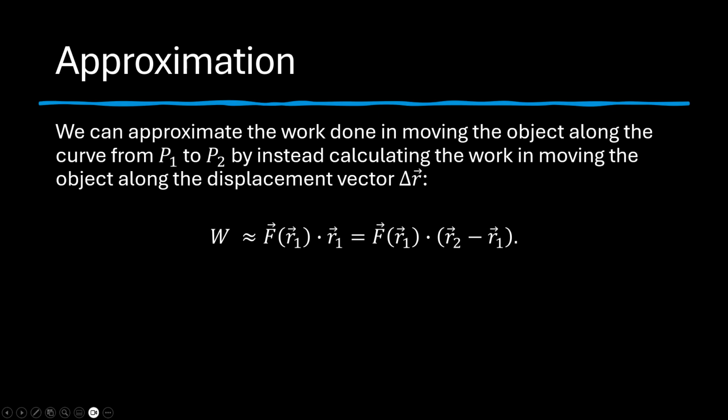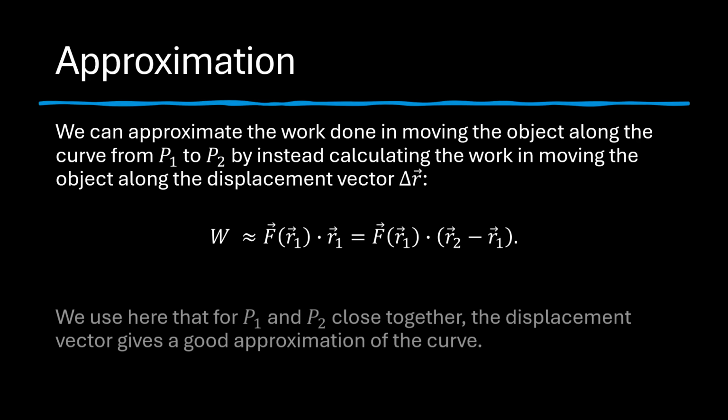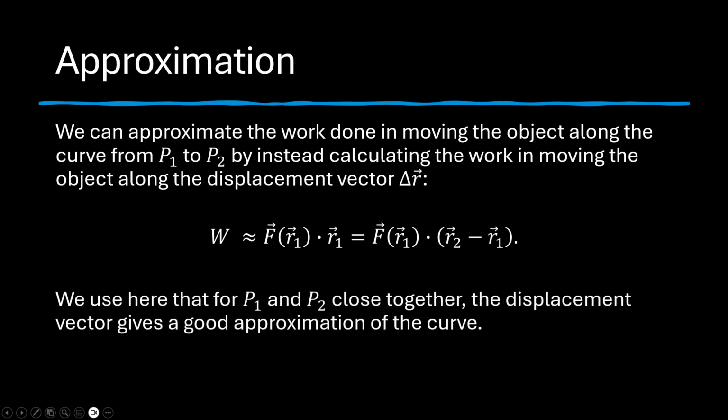And that gives us an approximation. The closer P1 and P2 are together, the better the approximation will be. Okay, so this is a way we can approximate the work done moving along a small part of the curve by a variable force.